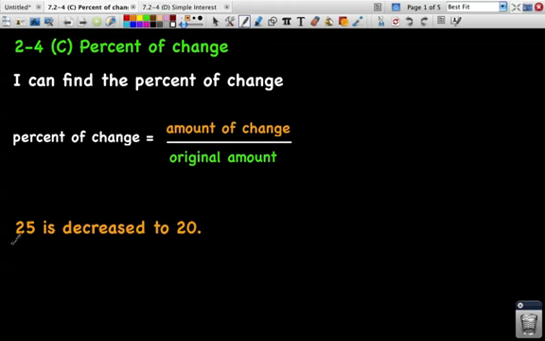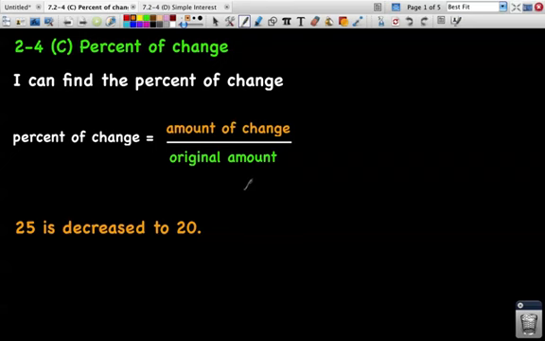If I look at this problem right here, 25 is decreased to 20. Okay, so if 25 is decreased to 20, I want to figure out what's the amount that's changing from 25 to 20. I'm trying to find the difference between those two numbers. That's my amount of change. And then I'm just going to take that and put it over the original amount.